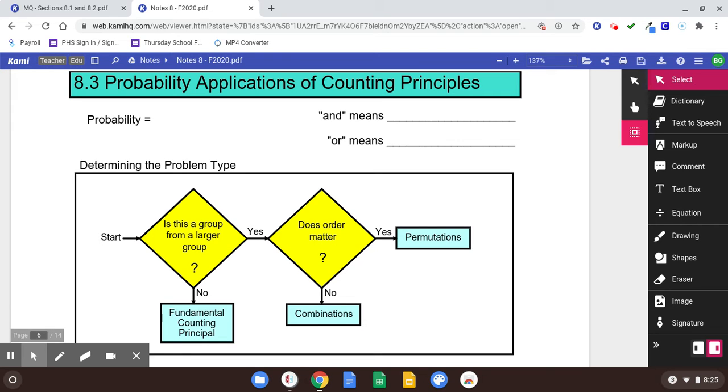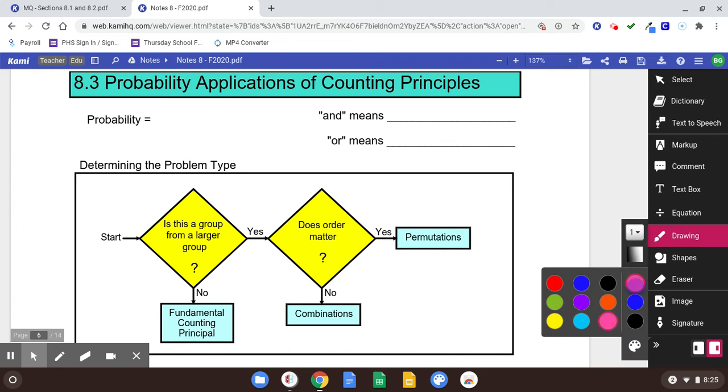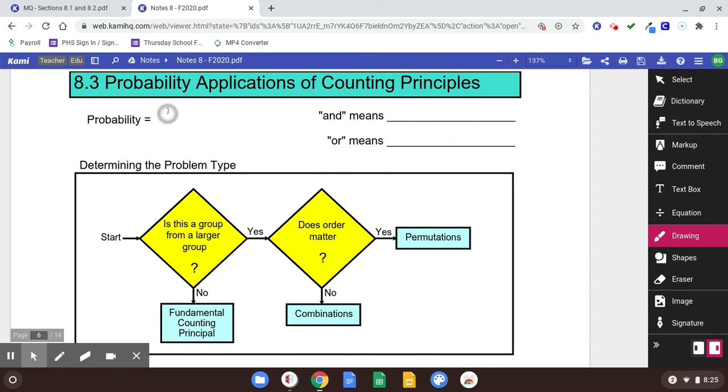8.3, probability applications of counting principles. So we start off and we just need to know that probability is part over total. We already knew that, but keep it in mind and don't forget, because sometimes these problems get kind of complicated and we forget what we already knew. Probability is part over total.